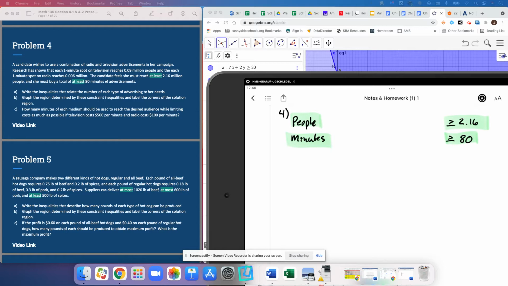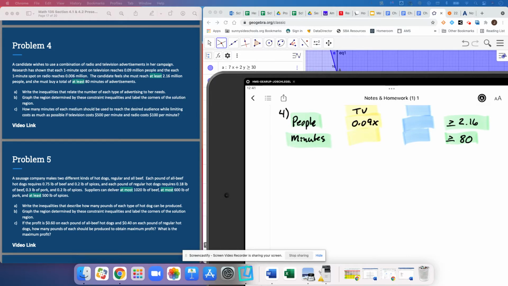Step 2, we are going to have, I should have left myself some more room here on top. We're going to have some items and some numbers that are associated with them in terms of how many or how much. And so let's go back now and figure out what those items are. So we have research shows that each 1-minute spot on television reaches 0.09 million people. Okay, so TV is going to reach 0.09 million people. We'll call TV our X value.